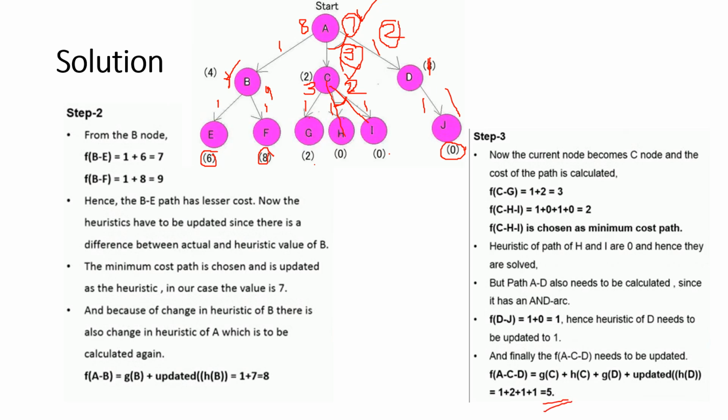So the cost is 5 and the path will be A, C, H, I, then D, A, D, J. This is the path. Because C and D are AND nodes, if we are solving C, we have to solve D also.